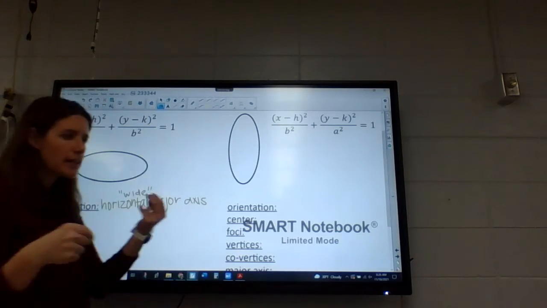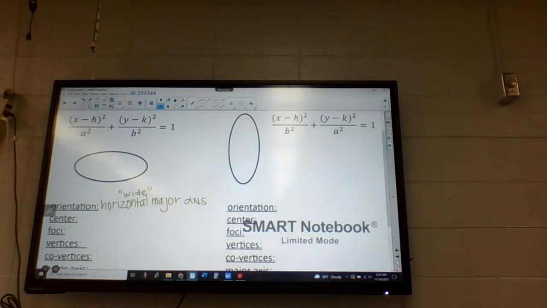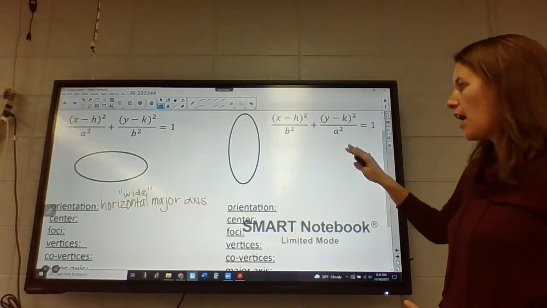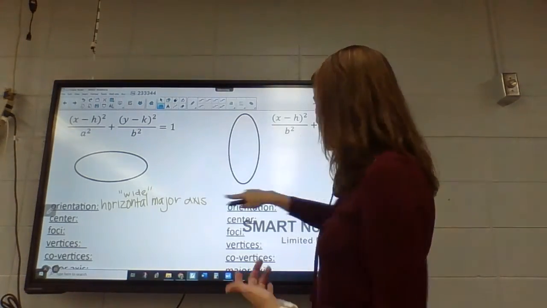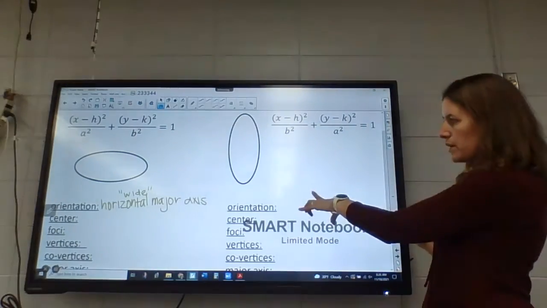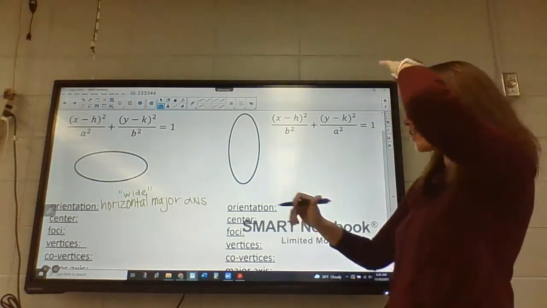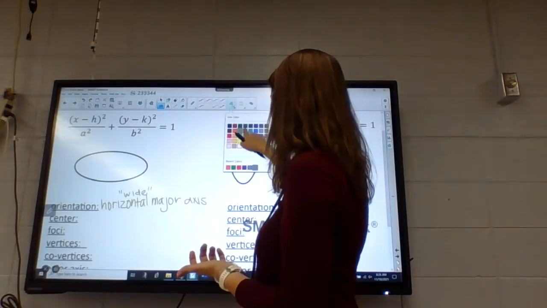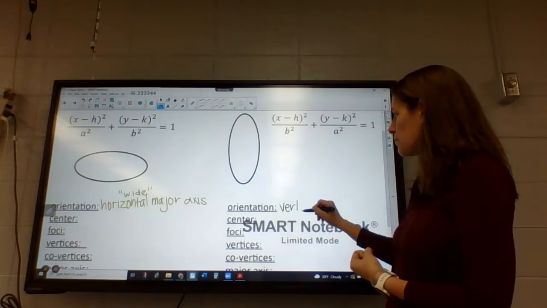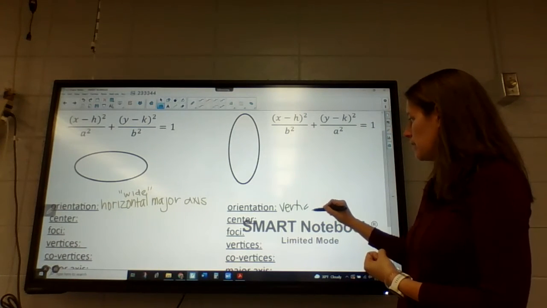All right, I'm going to teach you how to find all the different points on this. The good news is some things are the same as a circle. Where do you think the center is? H and K. Notice there's still an H and K, so we're going to put that in. Actually, we could probably do both of these at once. The orientation on this one is going to be a vertical major axis, so it's going to be tall. I'm going to do them both at once.